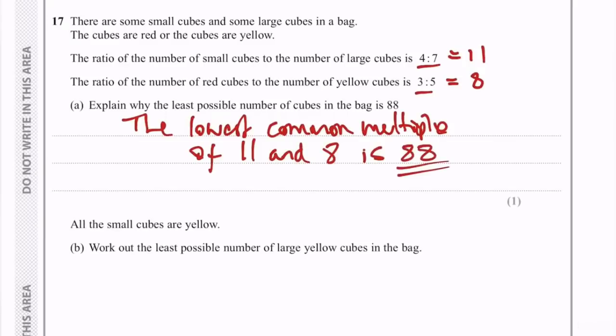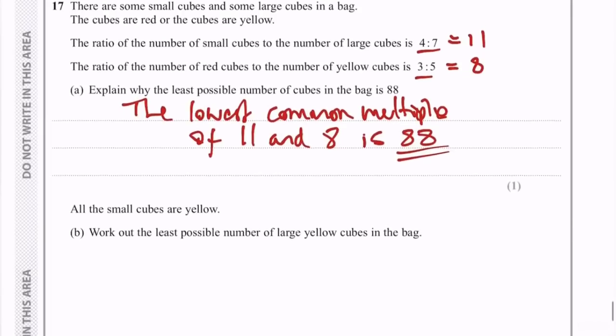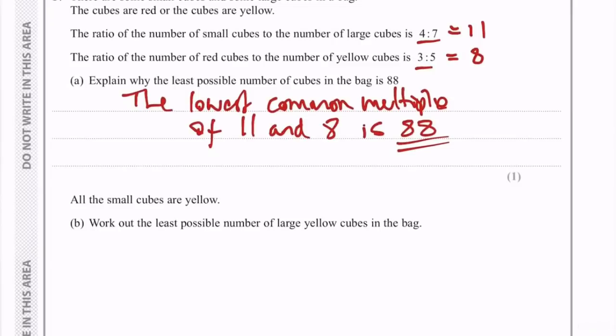There you go, and that's part 1 done. The next one says all the small cubes are yellow. Work out the least possible number of large yellow cubes in the bag. Now the wording on these questions really does tend to throw people, but let's just start to break it down and have a look at what we've got.